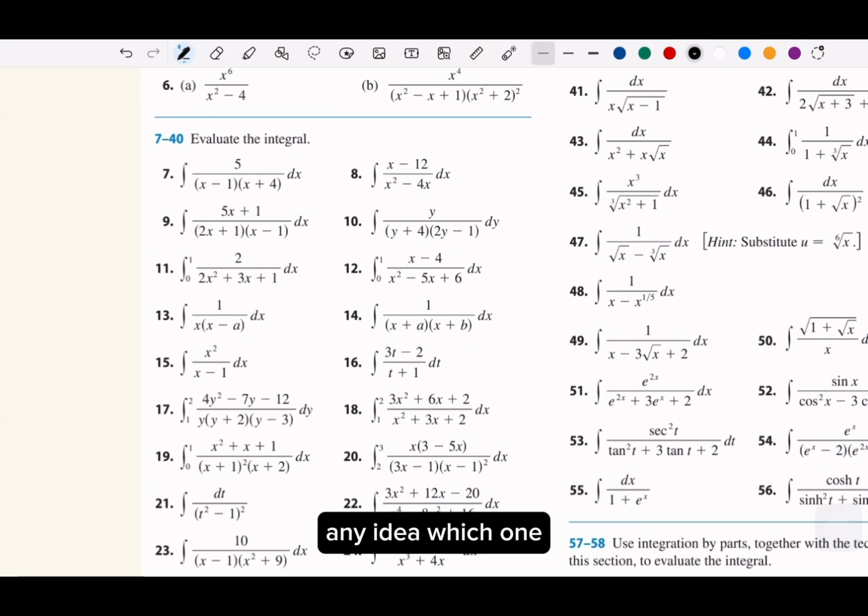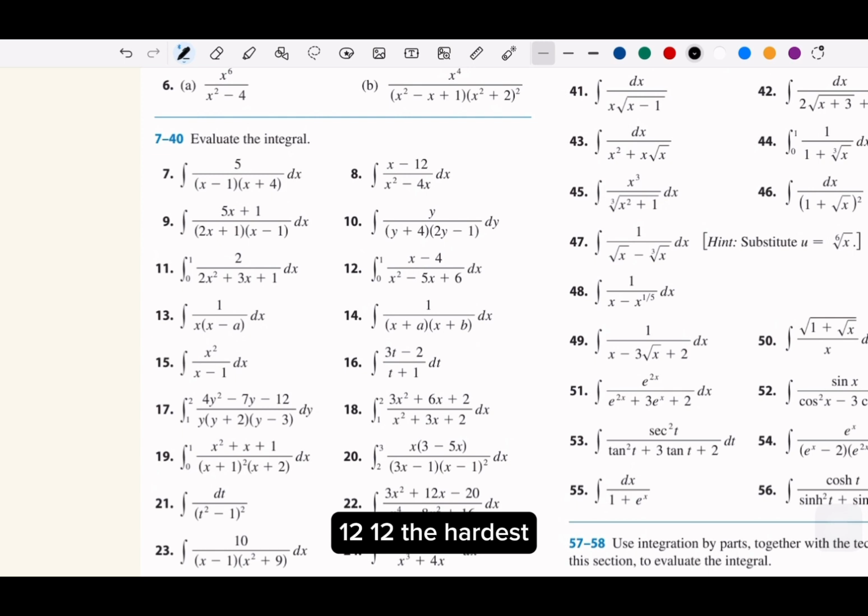Yeah, any idea which one? My favorite number is 19? Nobody? 19, here, this one, right? 12? They say it's easy. Yeah, it's easy.